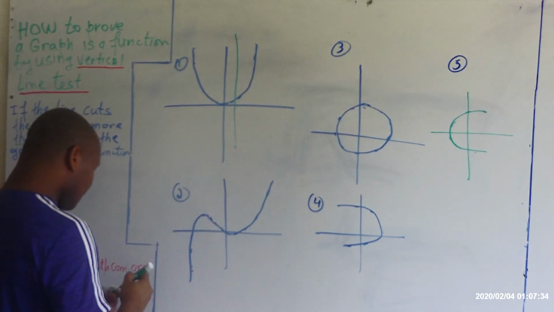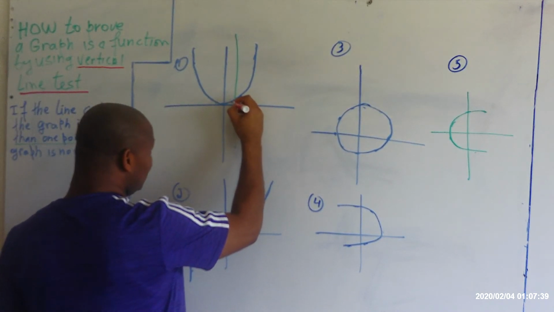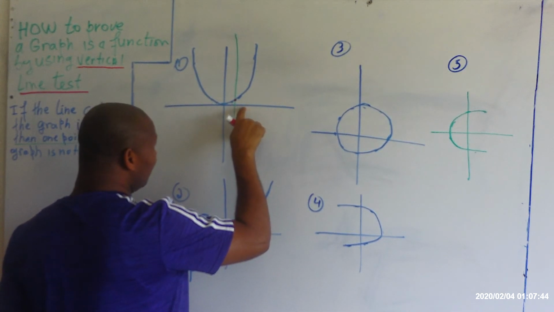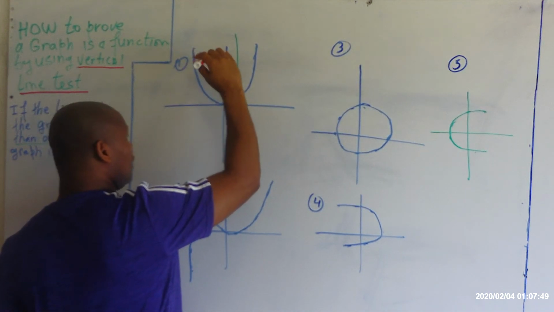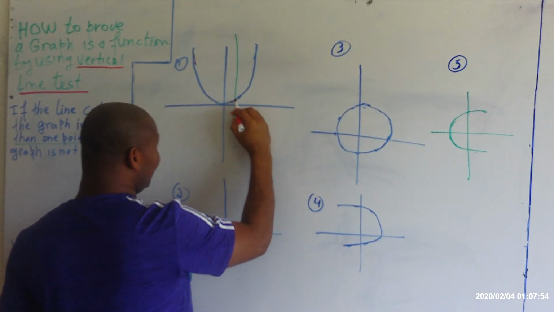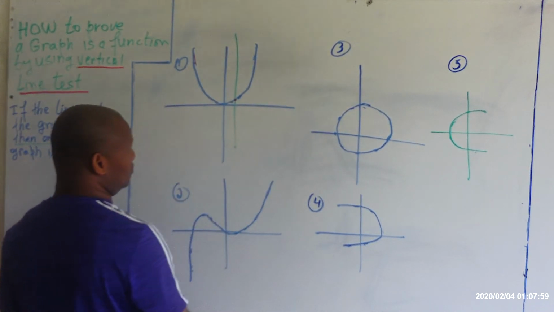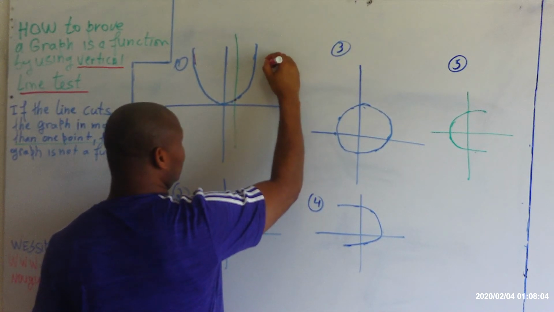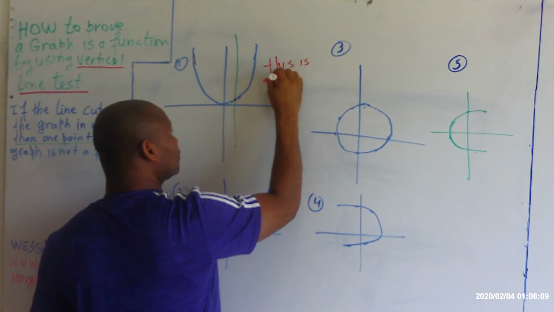Let me show you. The vertical line test cuts the graph in one point. This is the point. This is not the graph, this is the graph. So you see exactly, the vertical line test cuts this graph in one point. That means this graph is a function.